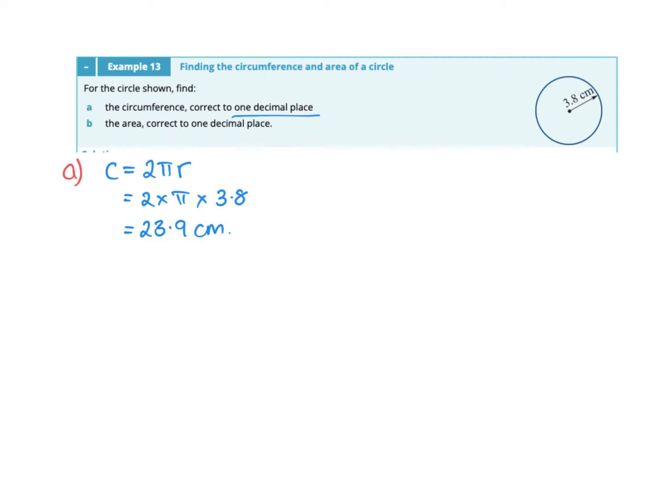Okay, then we're going to go to part B, and B is asking me for the area of that circle to 1 decimal place. So we'll just write the formula. Area of a circle is pi r squared. So it's pi times the 3.8 squared, and you just type that in your calculator. Okay, and when we do that, it said 1 decimal place, so I've got 45.4. An area is now a squared unit, so remember to put a squared on the centimetre.